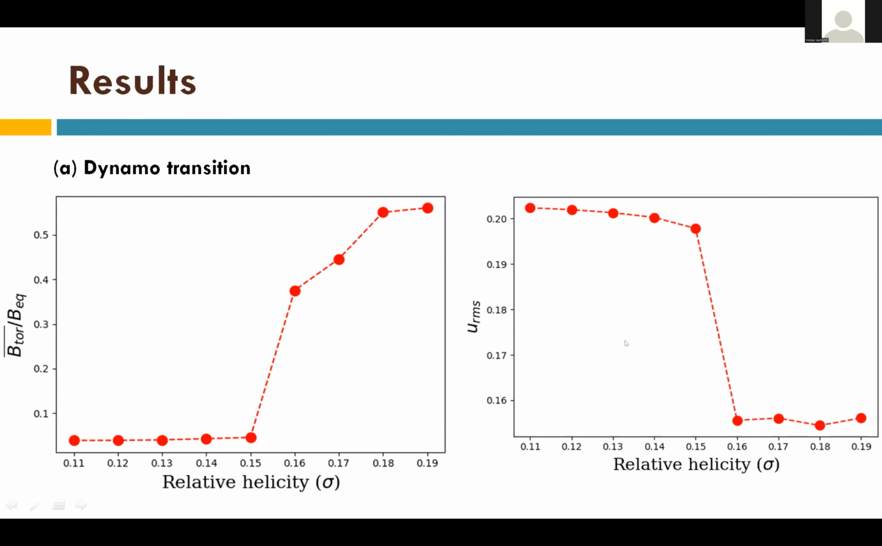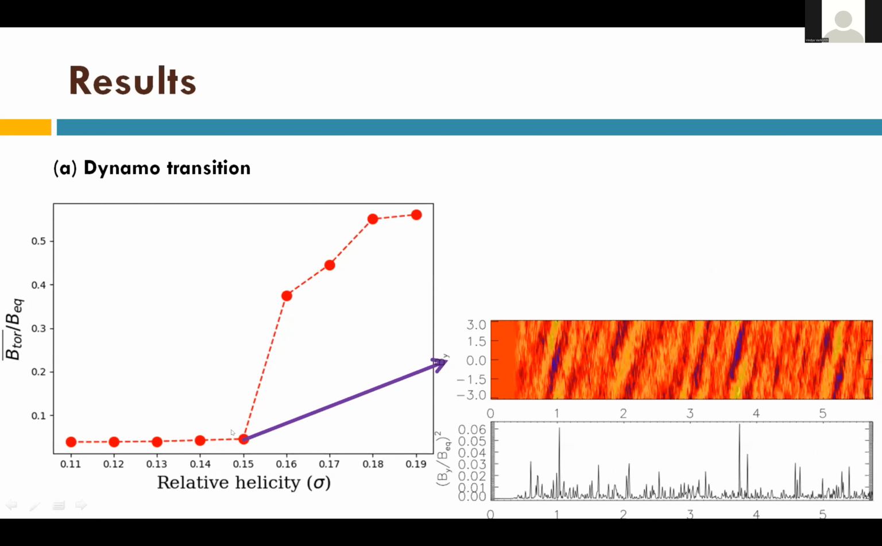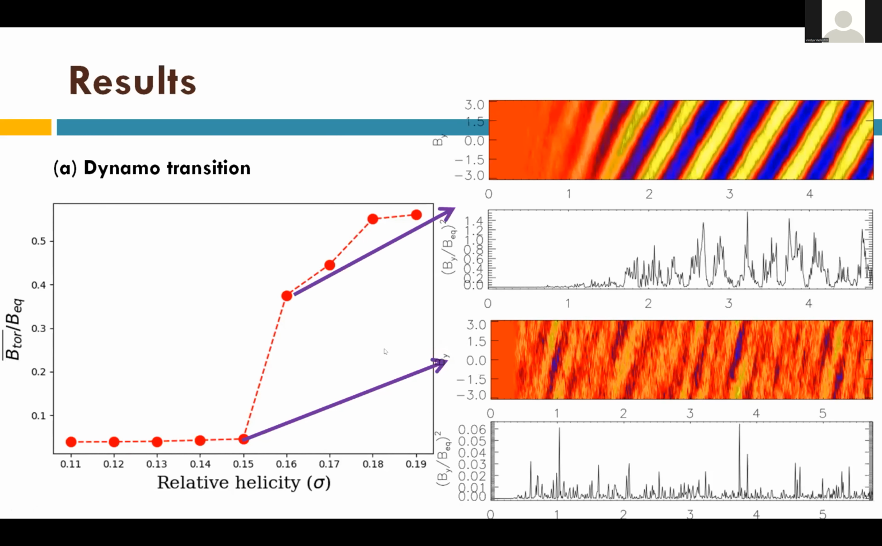Now let me discuss the butterfly plots and the time series plot that we got from this figure. This is the subcritical region. So this is the butterfly plot of the toroidal field, and this is the time series plot. Now, as you can see, this shows a very weak magnetic field. Whereas when we see the same plots for the critical value, then we see the dynamo is operating. It is clearly seen from this.